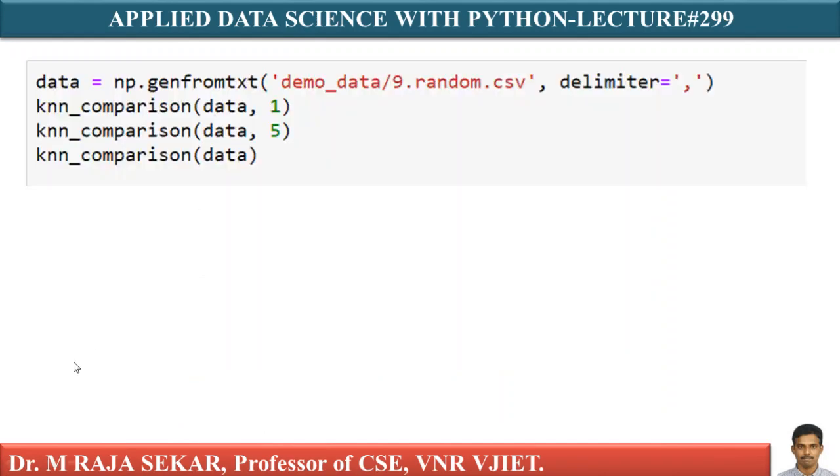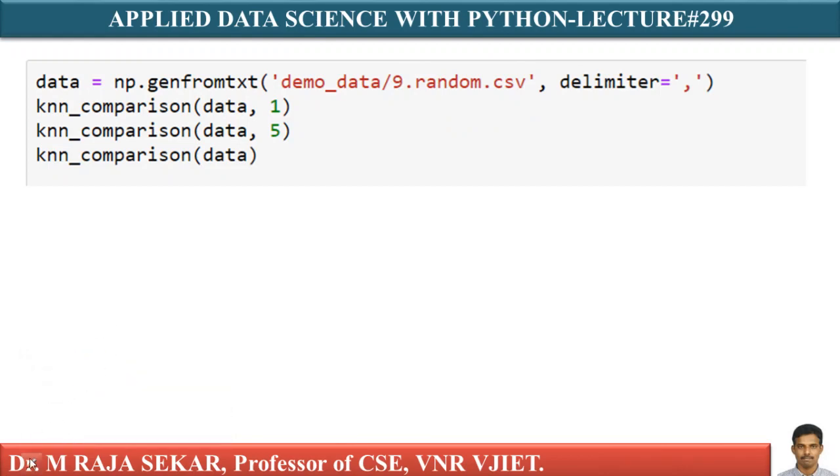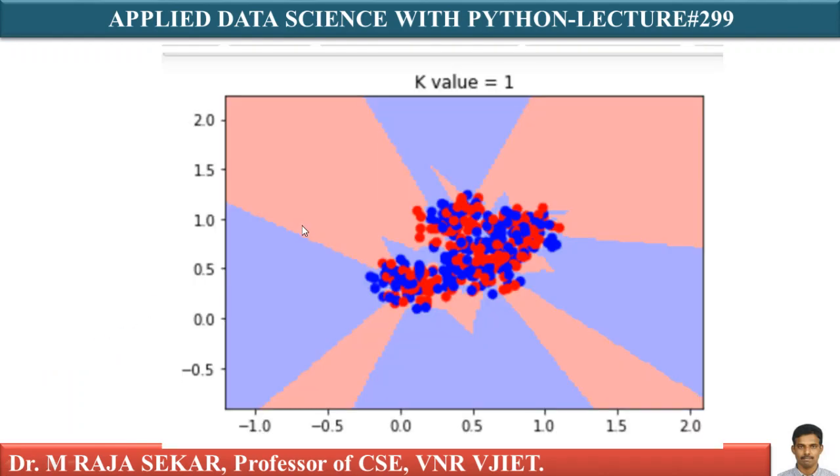Just let me consider one more data set. That data set is the random.csv file. This data is random data. I can say this is very interesting data. How it is useful, we will try to understand. Just let me show the data set first. This data set is called random data. What type of data is it? It is random data. Very interesting data, where both of my classes are fully overlapped.